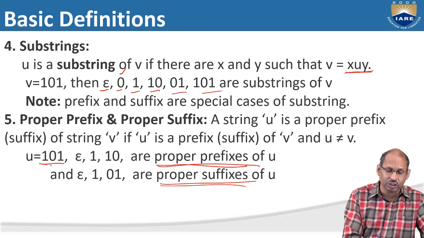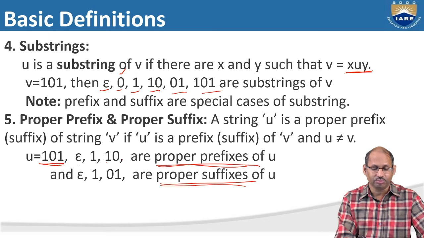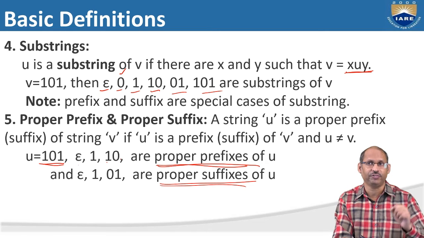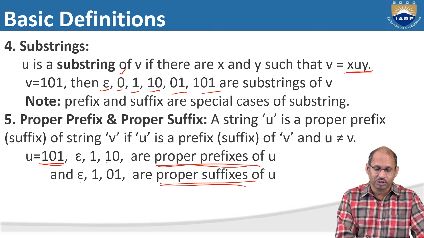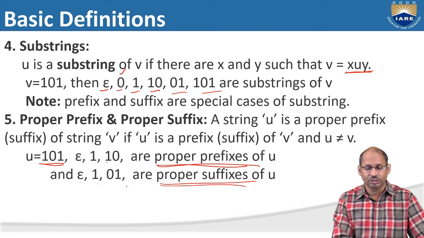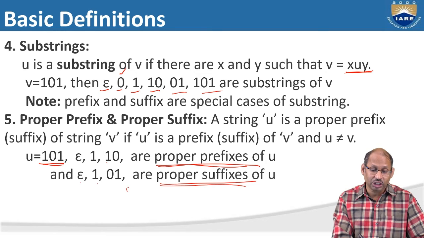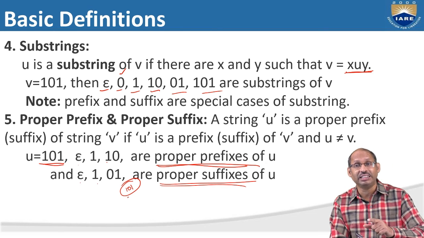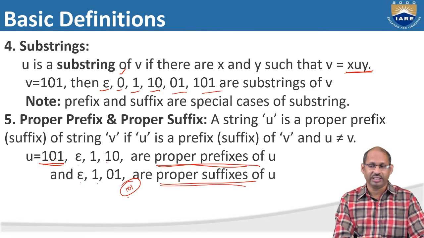So if we consider 101, in the previous example we have seen the prefixes epsilon, 1, 10, and 101. 101 is a valid prefix, but not a proper prefix. If you consider suffixes, epsilon, 1, 01 are the proper suffixes. But another suffix, 101, is also a suffix, but it is the same as the given string, so it is not a proper suffix. Is it clear?